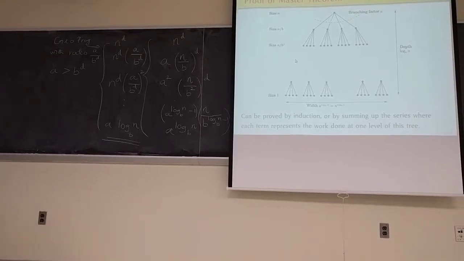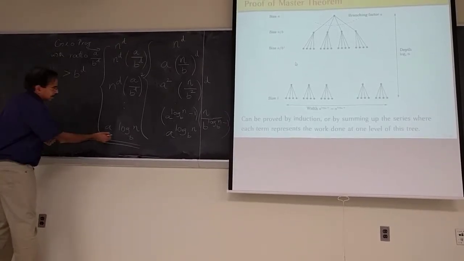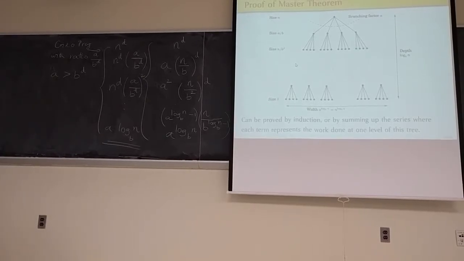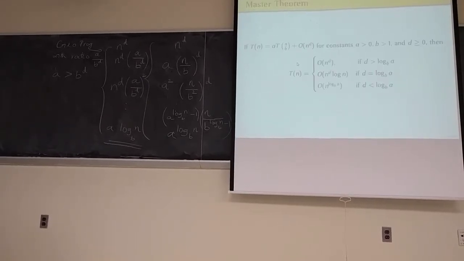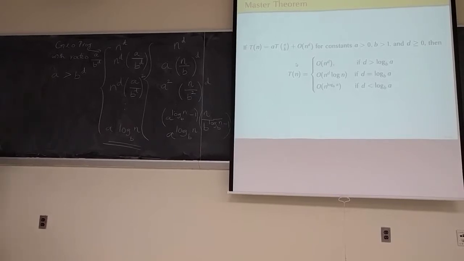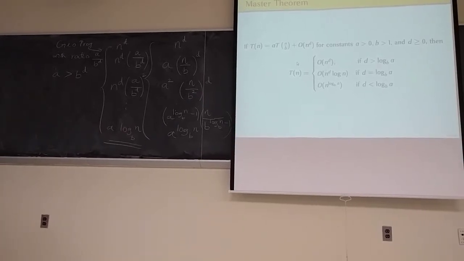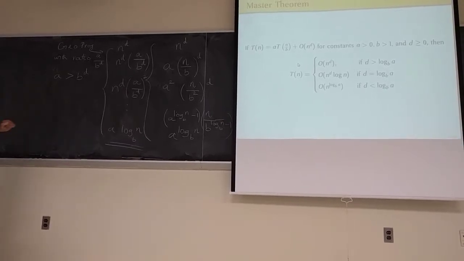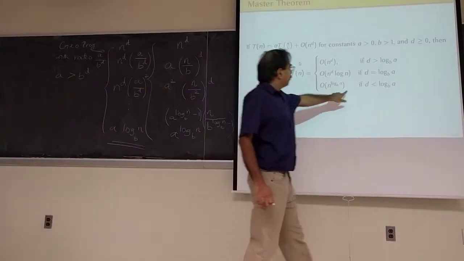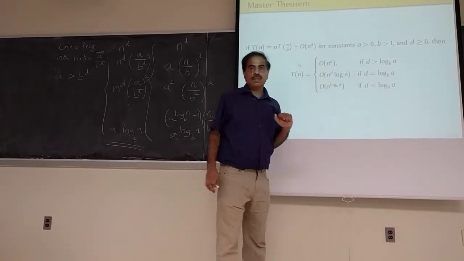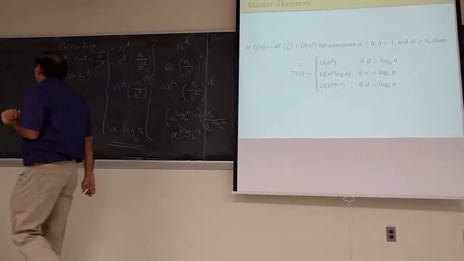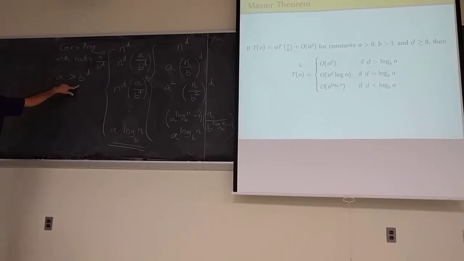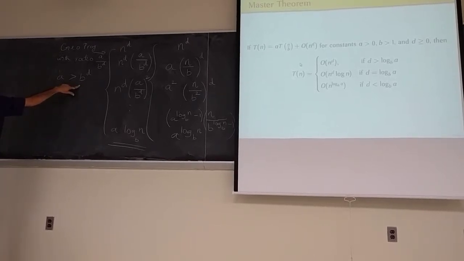Okay, so what is the dominating cost at the leaf? It is a to the power log_b n, which is the same as n to the power log_b a. And sure enough, the Master Theorem says that if d is less than log_b a, then this is the result, right? So let's just work through this condition and figure out exactly what this means, right?